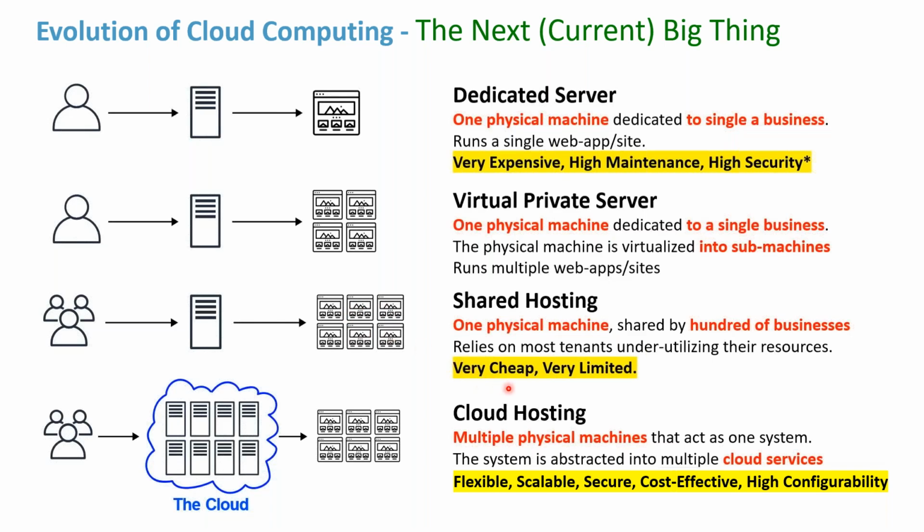So this is very cheap. What is happening? One physical machine is being shared by hundreds of customers or businesses, right? So obviously this will come at a cheap cost for me.